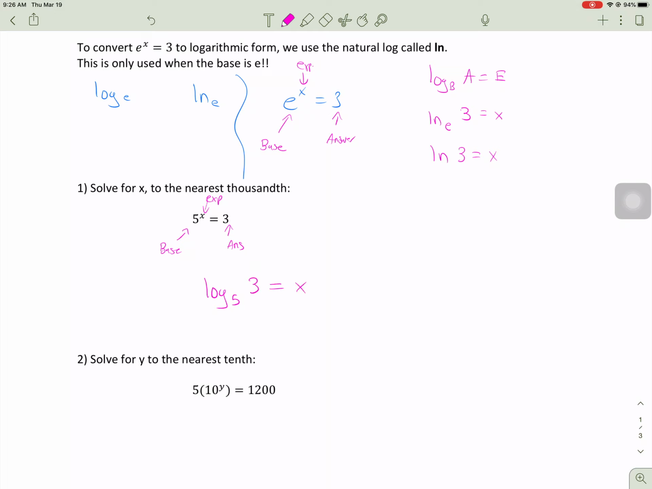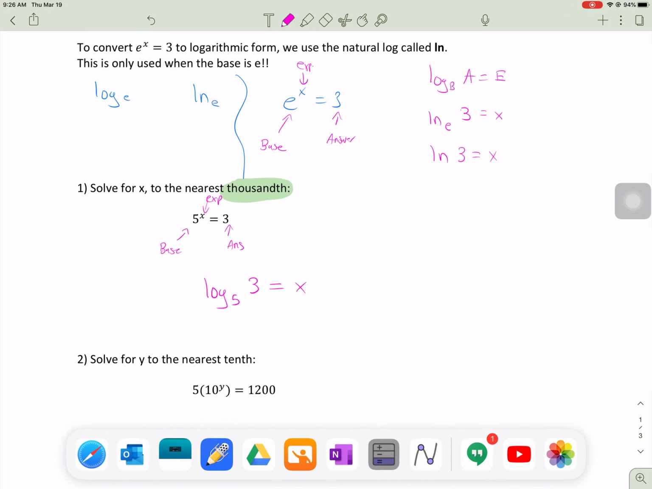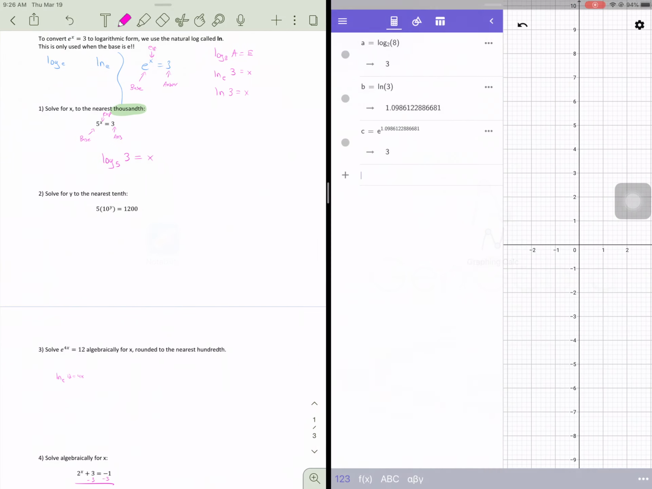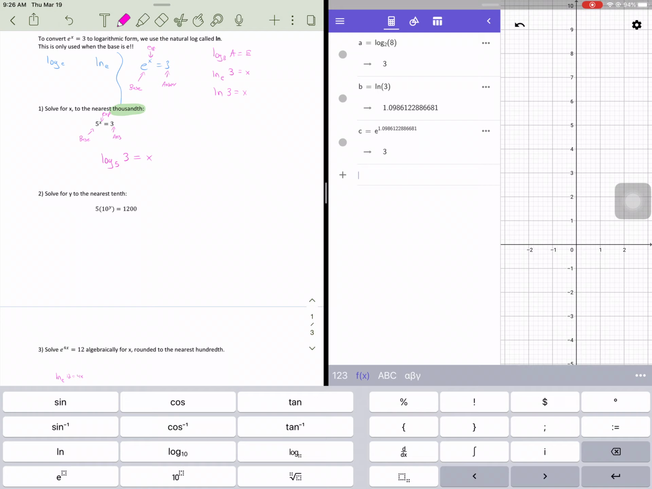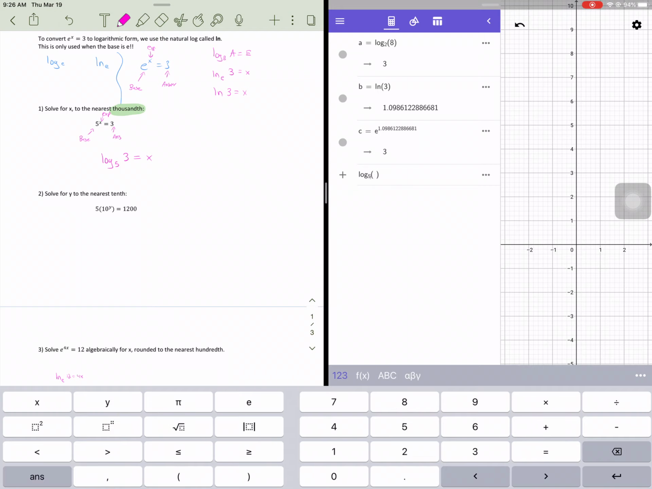Go right into the calculator. Make sure we round to the nearest thousandth. Log base 5 of 3 is 0.682, tenths, hundredths, thousandths with a 6 after. So x equals 0.683.